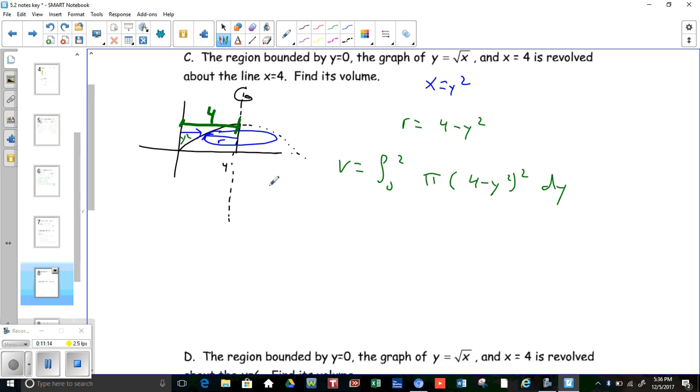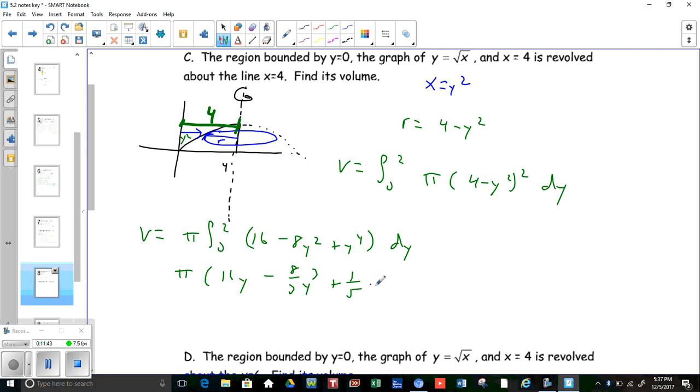All right, we're going to have to FOIL that thing, so we bring this over here. Volume equals pi, integral 0 to 2. Foiling that's going to give us 16 minus 8y squared plus y to the 4th dy. Antiderivative, so pi, 16y, 8/3 y cubed plus 1/5 y to the 5th from 0 to 2.